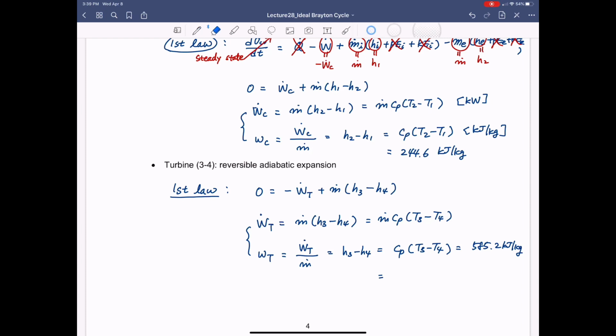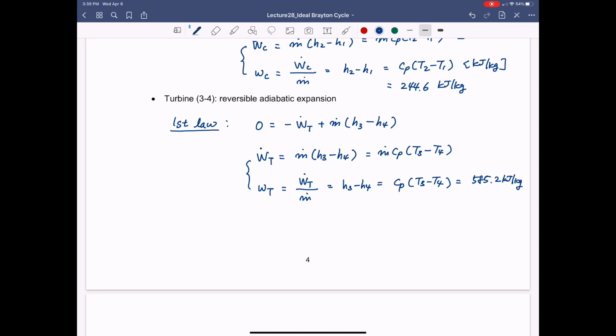Now, how can you calculate the back work ratio? The back work ratio, r_BW, is W_C over W_T, which is 0.418 or 41.8%. What it means is that for that specific gas turbine, from the entire power generated by the turbine, around 42% is being used to run the compressor, and only 58% is being used to generate power from the entire gas turbine system. So that is what it means.